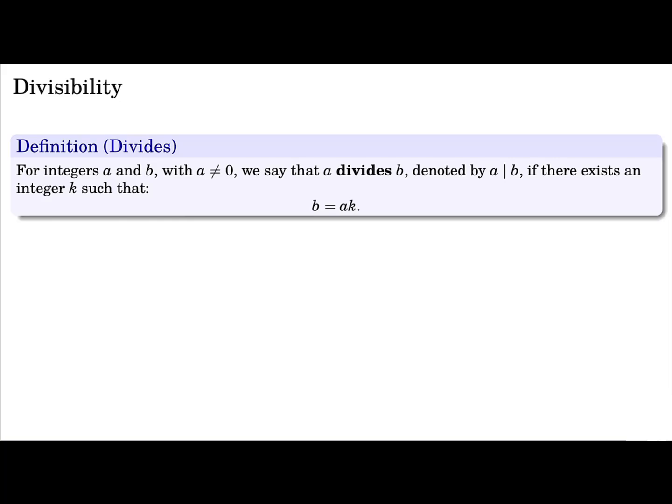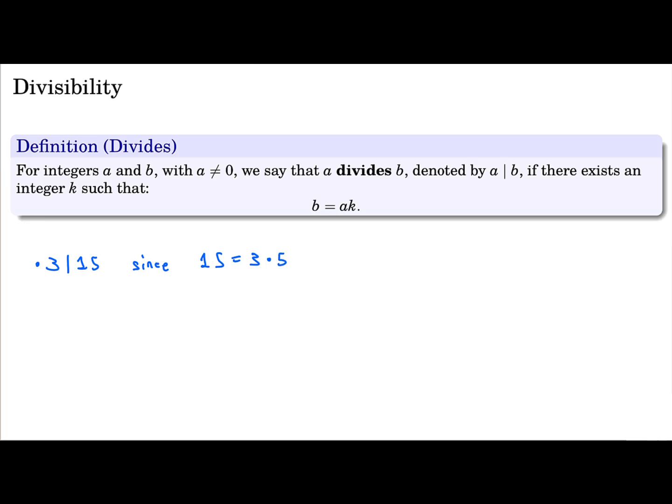For integers a and b with a different than 0, we say that a divides b, denoted by this notation here, a vertical bar, if there exists an integer k such that b is equal to a times k. So, for example, 3 divides 15 since 15 is equal to 3 times 5.